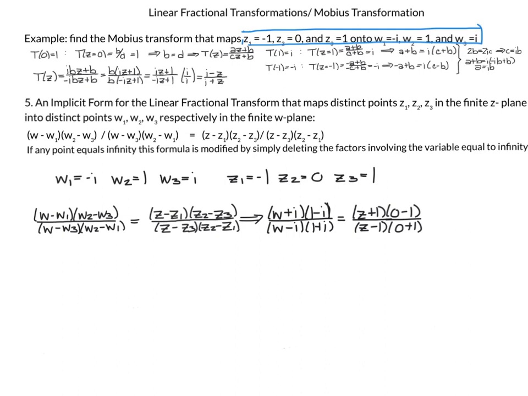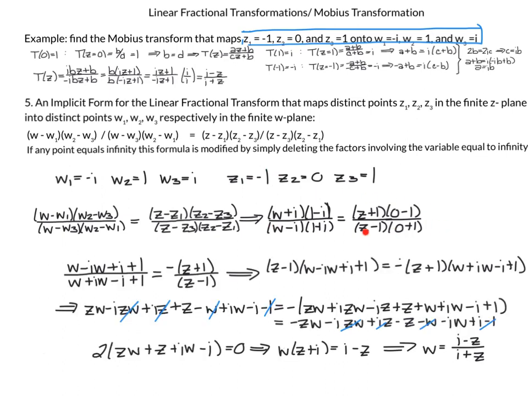The formula looks kind of intimidating, but it's not, because we have w minus w1, which is negative i, so we have w plus i, w2 minus w3, that's 1 minus i, w minus w3, so that's w minus i, and w2 minus w1, so that's 1 minus negative i, that's 1 plus i, and that will equal z minus z1, and z1 is negative 1, so that's z plus 1, z2 minus z3, so that's 0 minus 1, z minus z3, again that's z minus 1, and z2 minus z1, that's 0 minus negative 1, which gives us 0 plus 1.